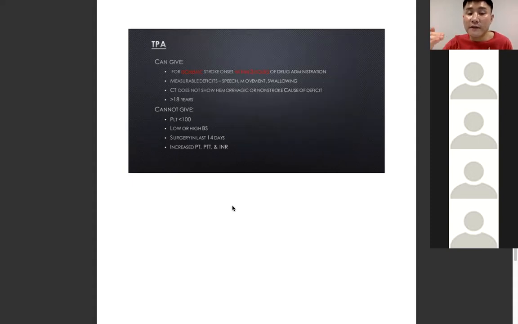We cannot give tPA if the platelet level is less than 100,000, or if they have significantly low or significantly high blood sugar. And then surgery in the last 14 days, and increased PT, PTT, and INR.